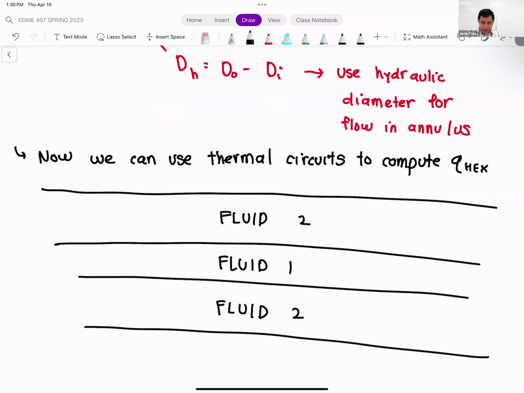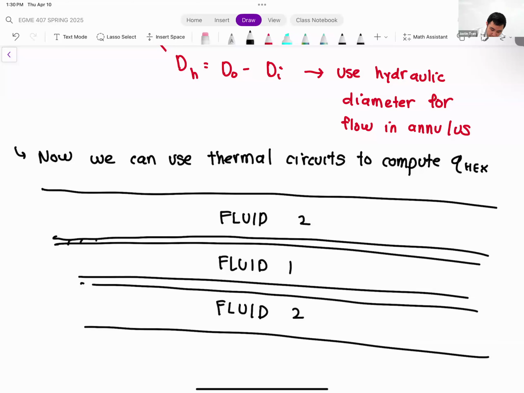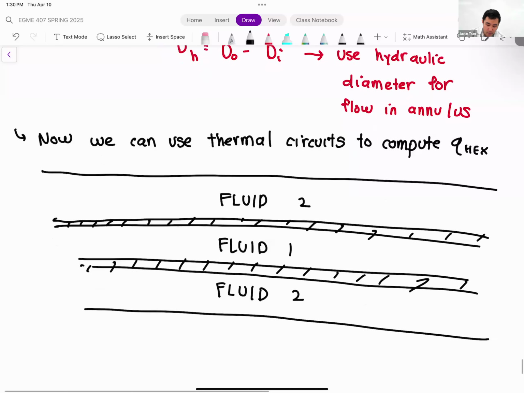Okay, so we have our heat exchanger here. Let's assume that we have conduction resistance through the wall. If you look at this wall right here, the wall that separates fluid 1 and fluid 2, technically this can have conduction resistance as well, because as heat passes through that solid surface, that's going to provide some resistance.